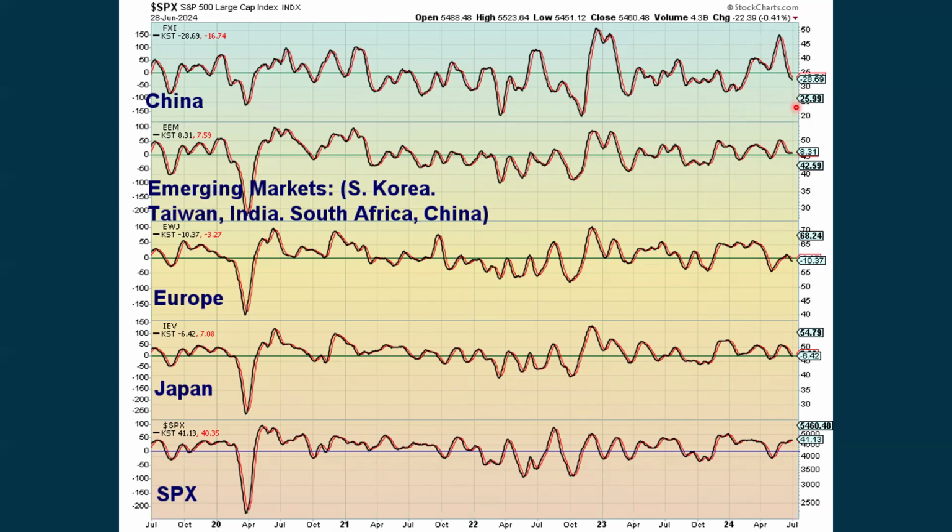This is measured by the KST, so this is a little different momentum oscillator. Emerging markets are starting to flatten out after declining. We're seeing a decline in European stocks as there's some political unrest in France. And then Japanese stocks are in a downtrend, and we are still in an uptrend here in the US, but this appears to be rolling over slightly.